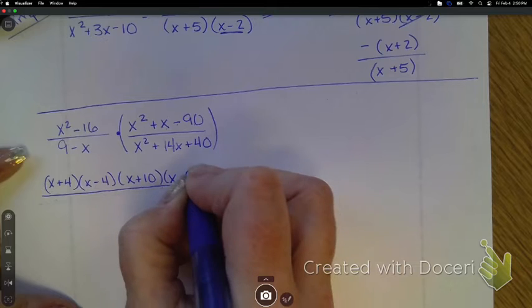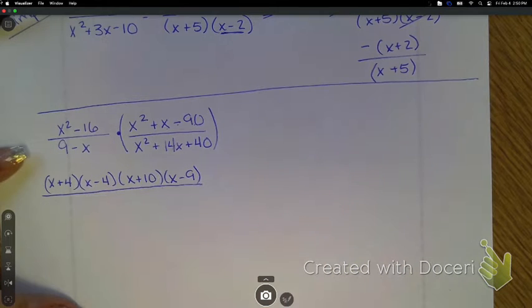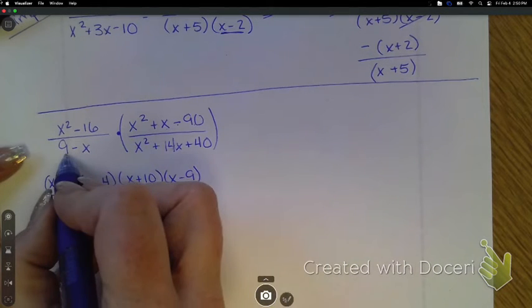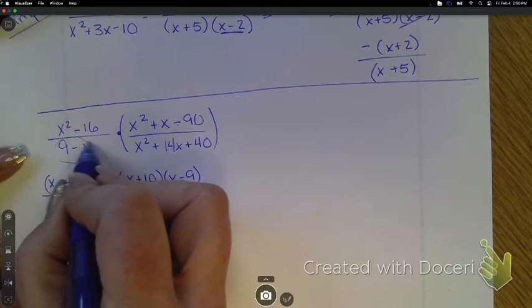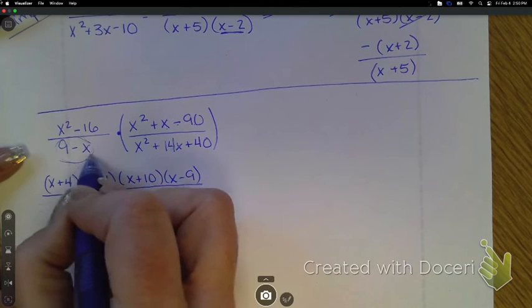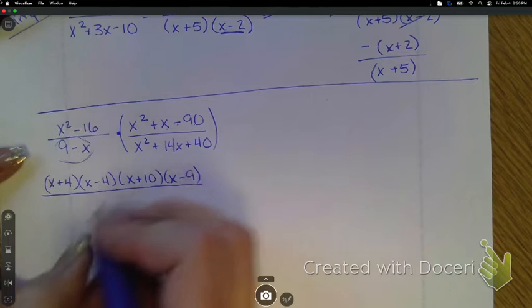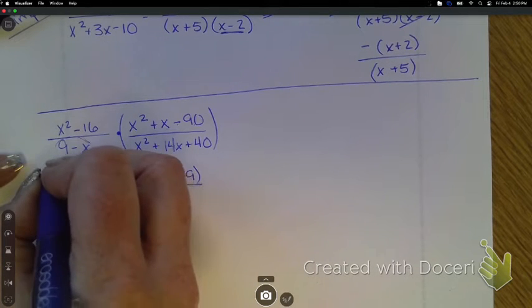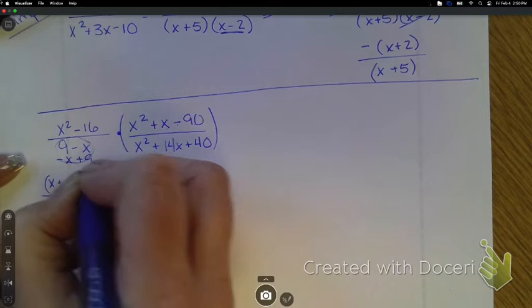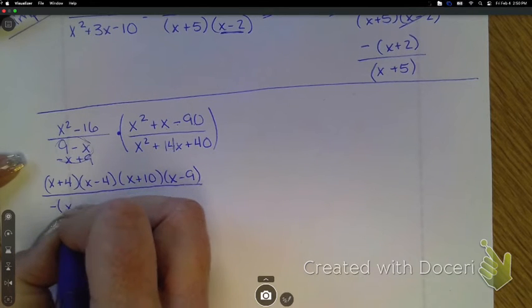And I could make it one big fraction because it's just multiplication, right? Okay, so the denominator. Do you guys want to switch this around right here? Yeah. Do you want to do that? Yes. Okay, so that would be negative, and if we factor out a negative, because it'd be negative x plus 9, it'd be negative x minus 9, wouldn't it?